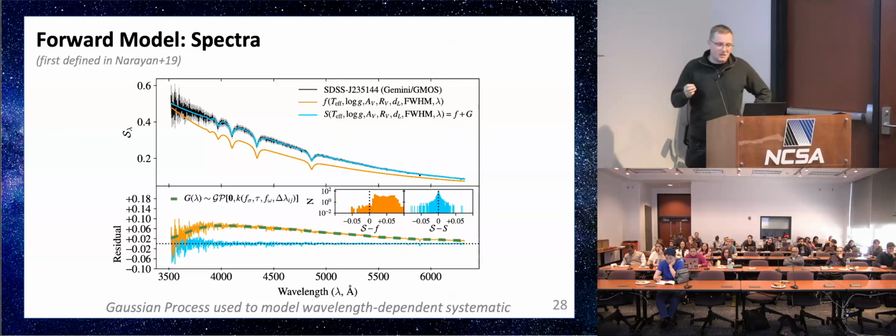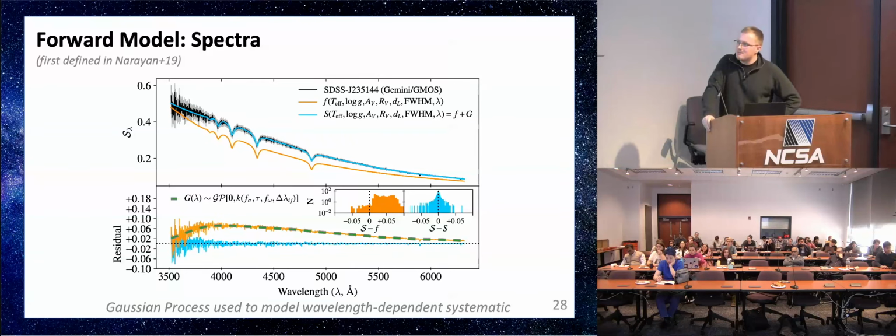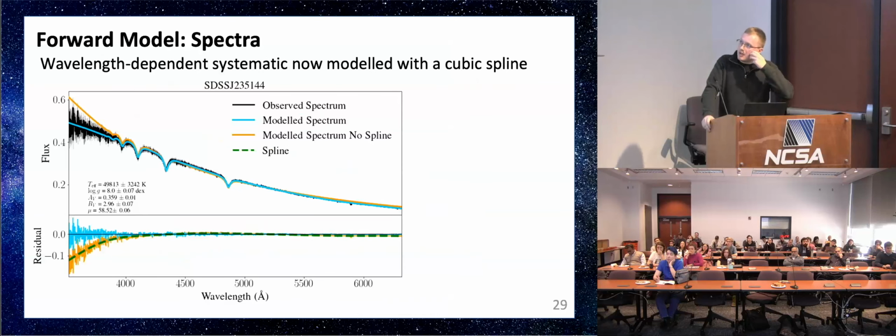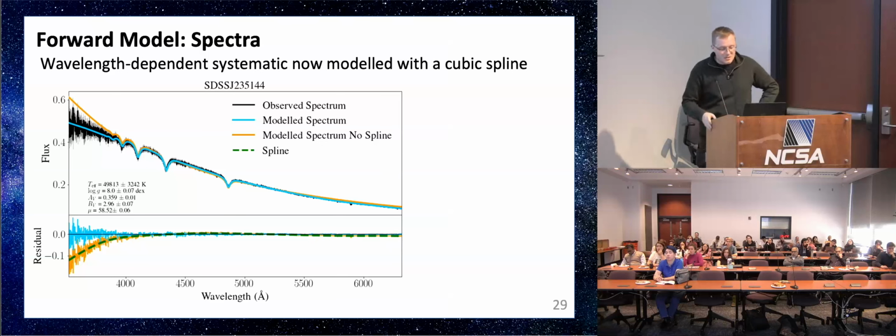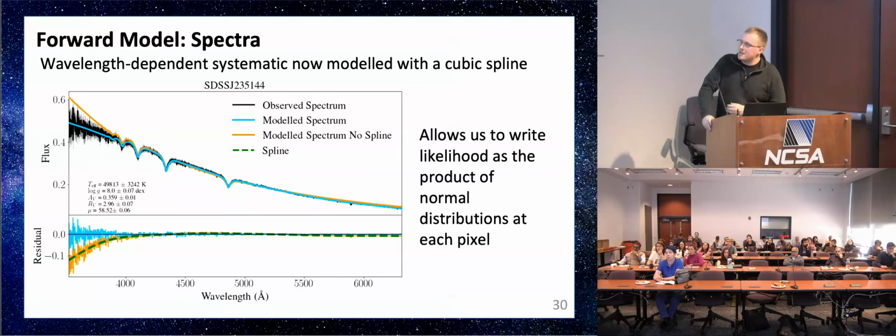And that is done, it's been done previously using a Gaussian process in Gotham's work. But what we found is that these kind of systematics are very smooth, and Gaussian processes are quite expensive, so we could actually get away with using something a bit cheaper. So in my version of the model, we use a cubic spline, and you get the same kind of results, but you benefit from some computational speedups where you can model the spectrum as the product of normal distributions evaluated at each pixel. So it's doing that IID thing again, and you can make things a lot quicker, which is great because it allows us to do this hierarchical analysis.